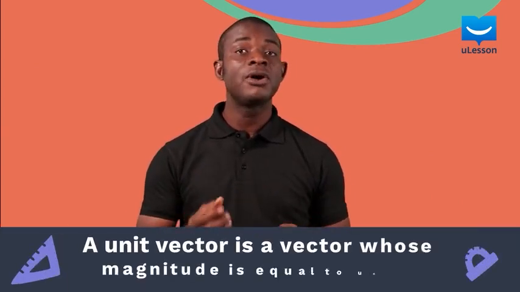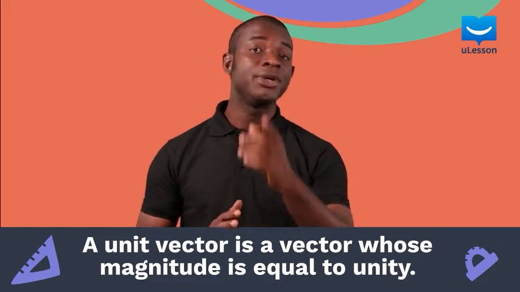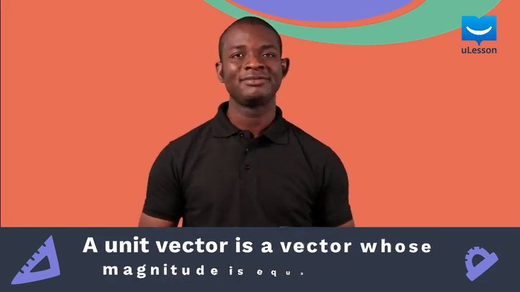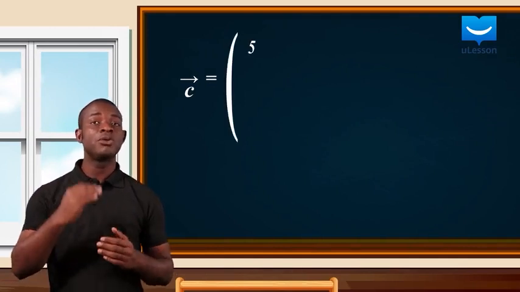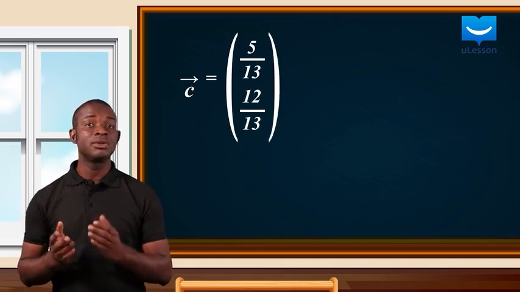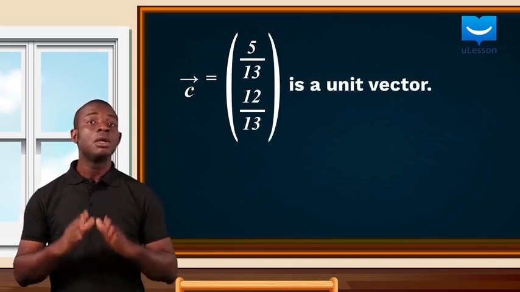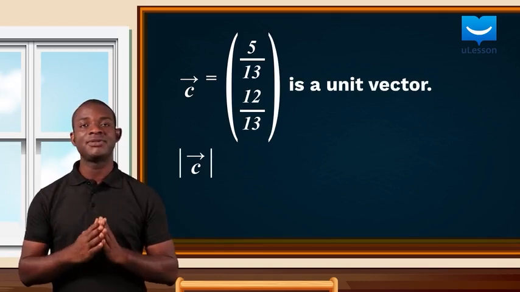A unit vector is a vector whose magnitude is equal to unity, which is equal to 1. For example, the vector C equal to (5/13, 12/13) is a unit vector. We will verify if C is a unit vector by finding its magnitude.